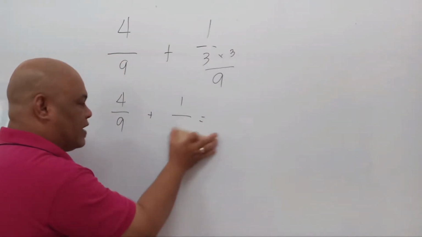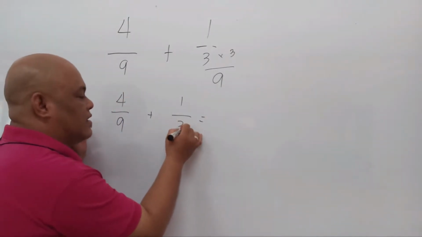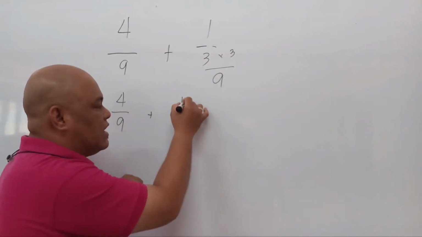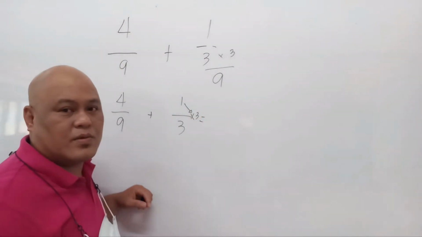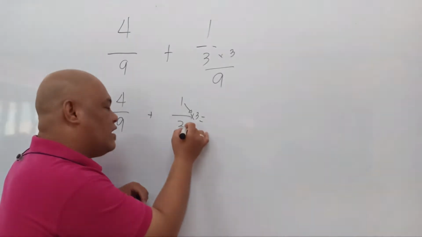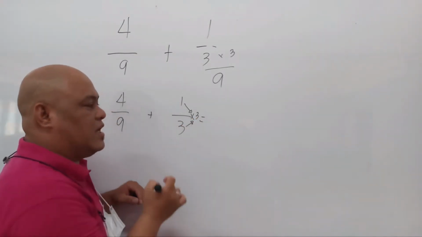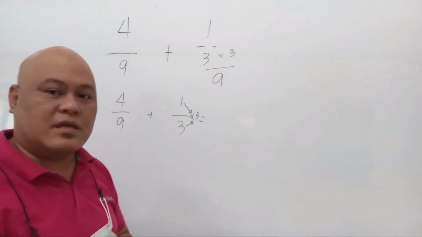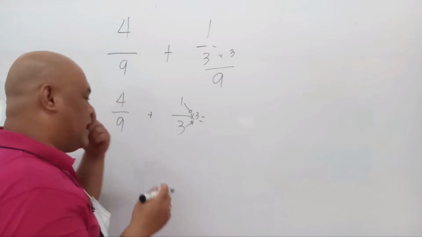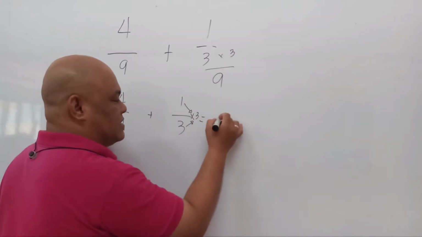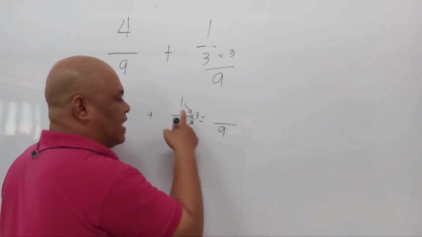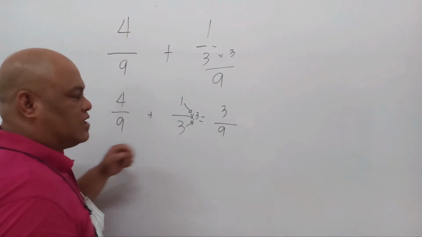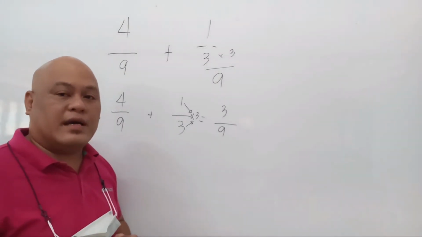Because here, what you did in the denominator, you have to do in the numerator also. So if you multiply the denominator by 3, you have to multiply the numerator by 3 also. So like this, 3 times 3 is 9, and 3 times 1 is 3. So the answer is 3 over 9.